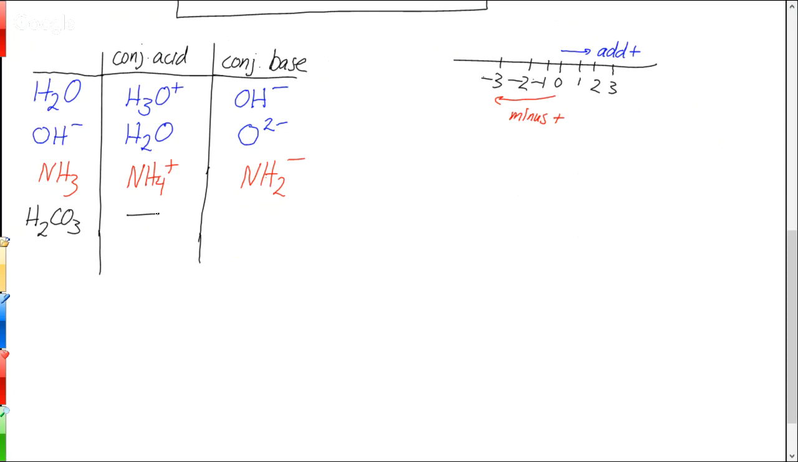What would be the formula? HCO3. Yeah, right. Thanks. So we lose one of the hydrogens and get HCO3. And then since we started neutral, if we lose a positive charge, we have to end up with a negative charge.